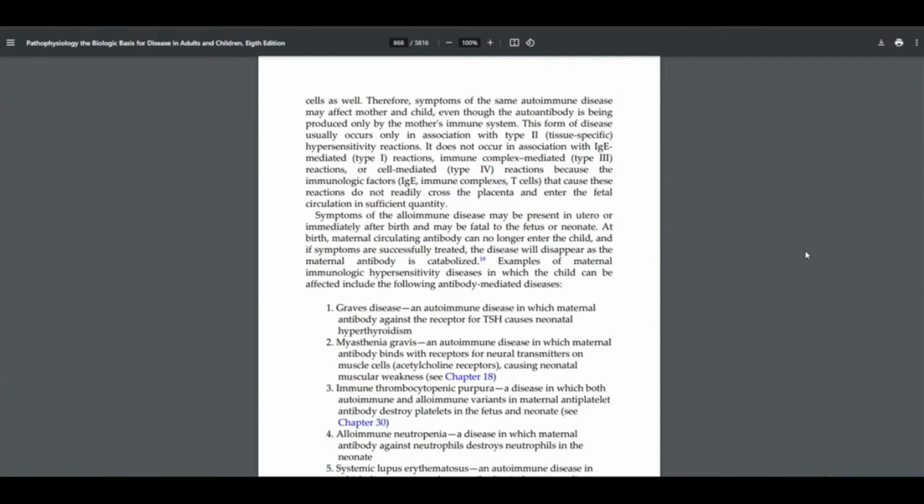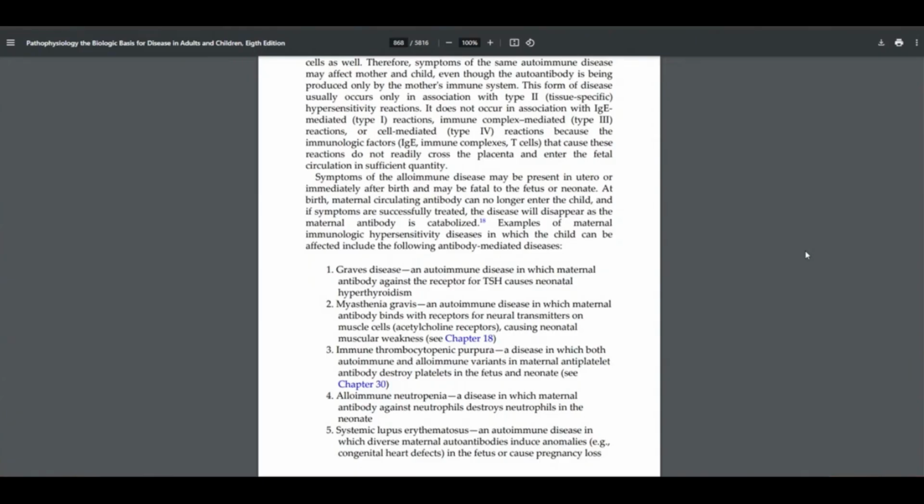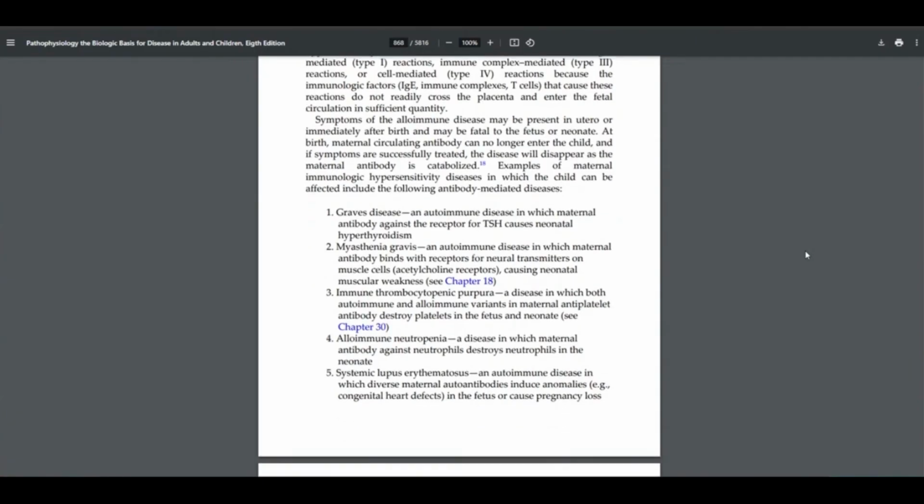This form of disease usually occurs only in association with type 2 hypersensitivity reactions. It does not occur in association with IgE-mediated type 1 reactions, immune complex-mediated type 3 reactions, or cell-mediated type 4 reactions, because the immunologic factors of IgE, immune complexes, and T cells that cause these reactions do not readily cross the placenta and enter the fetal circulation in sufficient quantity.